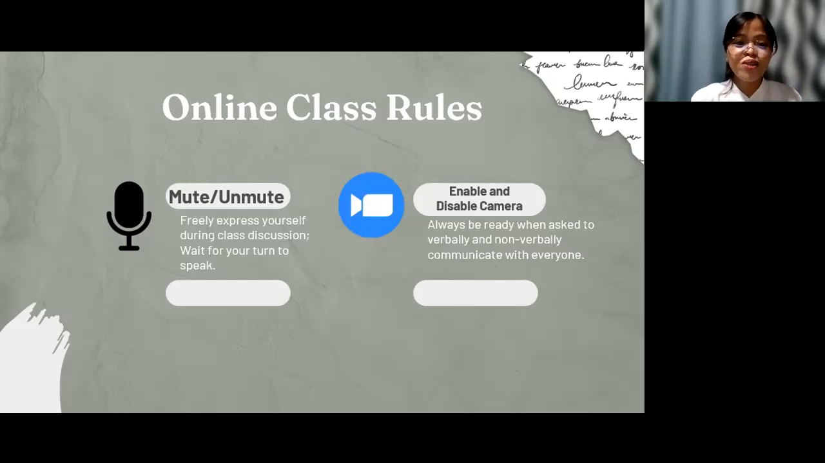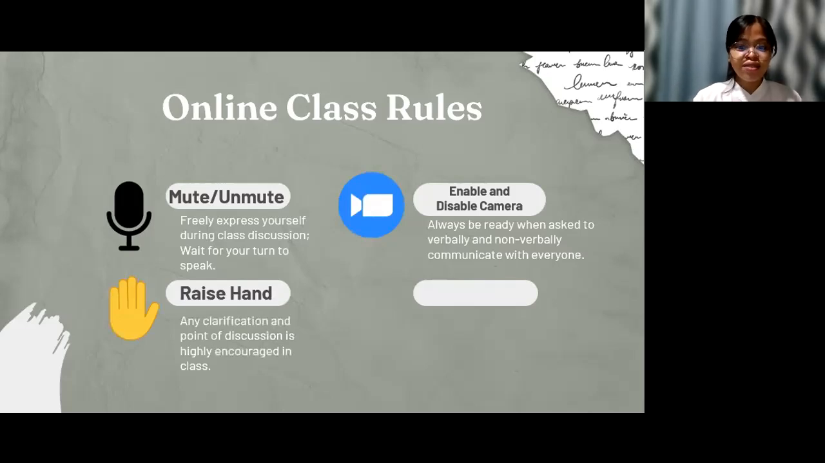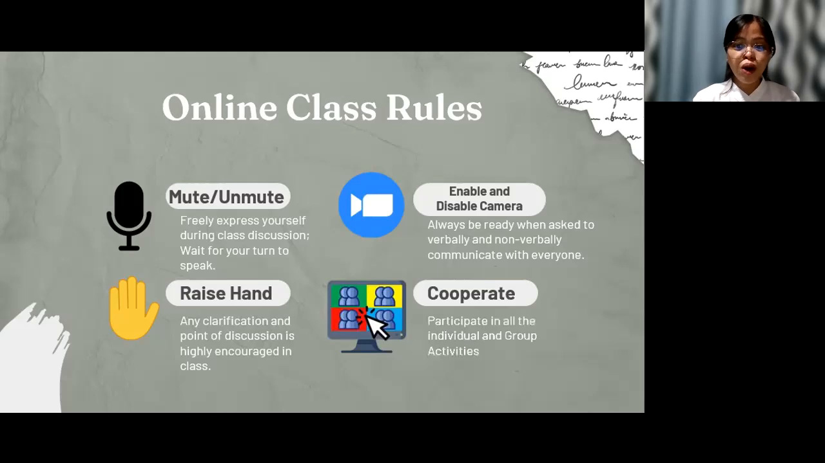And of course, you can use the reaction button on our Zoom application as we have our lesson for today. Let us continue. We also have this raise hand button. Any clarification and point of discussion is highly encouraged in class. Lastly, since we are using the Zoom platform, we will be navigating the breakout rooms. And I would like you to cooperate and participate in all the individual and group activities.